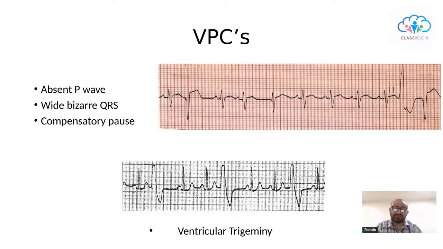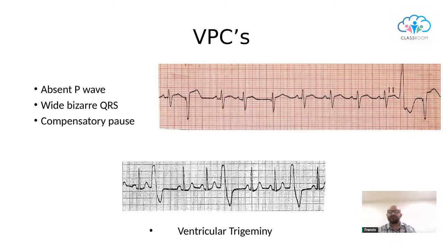So, what are VPCs? VPCs are ventricular premature complexes. They are characterized by absent P waves preceding the complex. They are wide and they are bizarre. They do not resemble the normal sinus complex. And usually, though not always, they are followed by a compensatory pause. What that means is the RR interval straddling the VPC is equal to the RR interval straddling a normal complex.